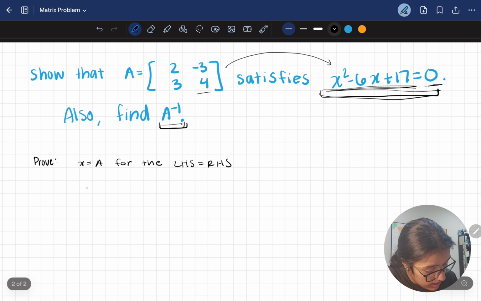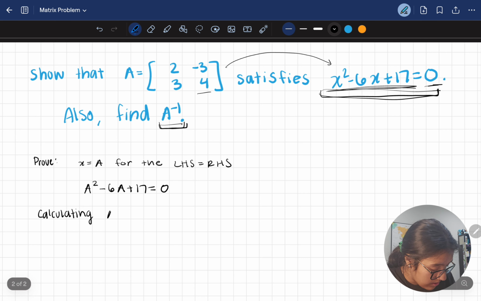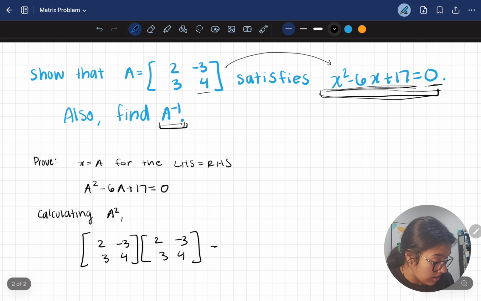So substituting that in, that's basically saying A squared minus 6A plus 17 is equal to 0. I'm going to break this into two steps. I'm first going to calculate A squared. So calculating A squared, that's just saying [[2, -3], [3, 4]] times once again [[2, -3], [3, 4]], applying the square matrix 2x2 property of matrix multiplication.